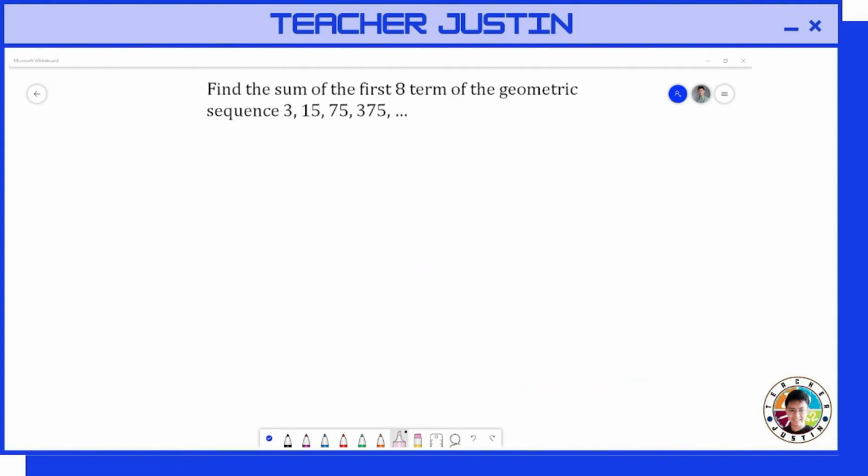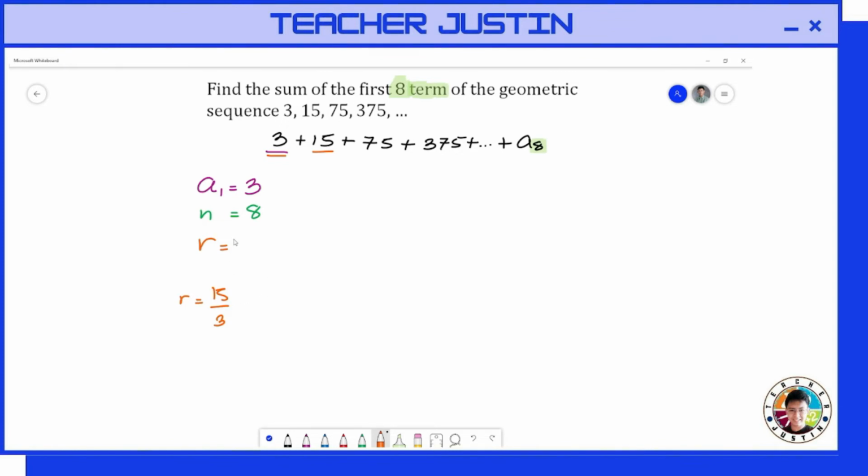Let's have our second example for today. Find the sum of the first 8 terms of the geometric sequence 3, 15, 75, 375, and so forth until we reach the 8th term. We're going to identify our given. Our first term is 3. Our number of terms to be added is the first 8 terms, so n is equal to 8. And our common ratio is our second term, 15, divided by 3, our first term. So 15 divided by 3 is 5. So r is equal to 5.